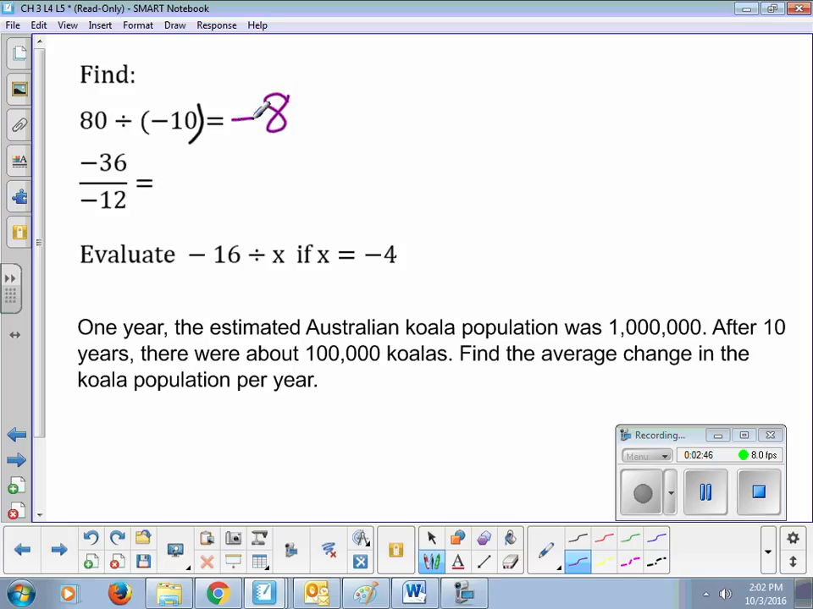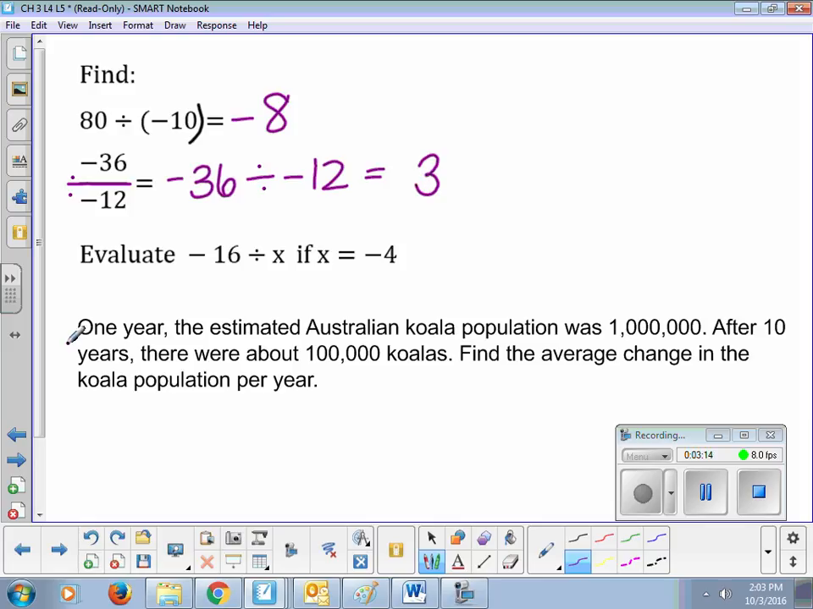For our next example, we have -36 over -12. Remember, this fraction bar means we're dividing. If it helps, you could write it out as -36 divided by -12. What is 36 divided by 12? 3. And do we have same signs or different signs? Same, so our answer is going to stay positive.